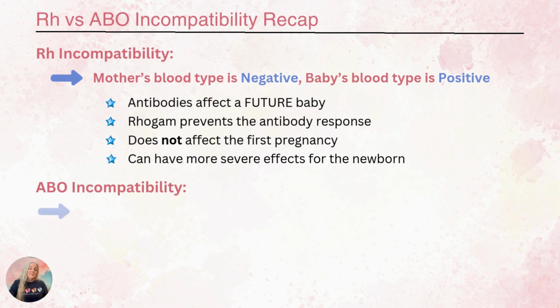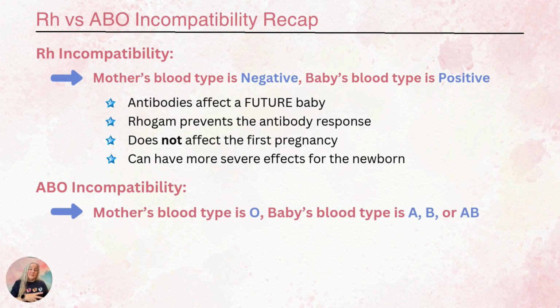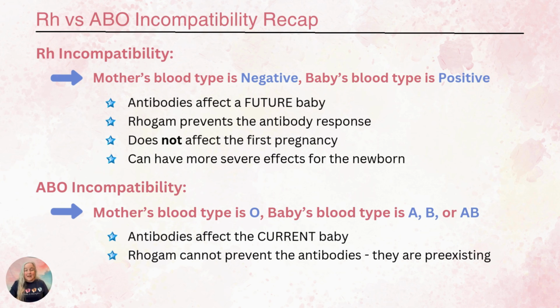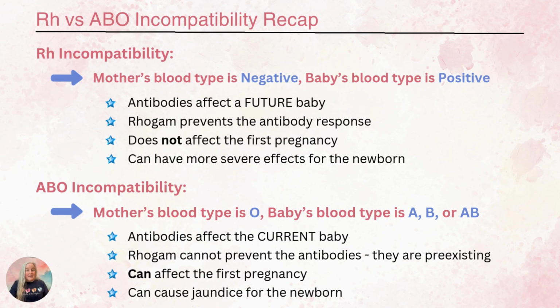With ABO incompatibility, the mother's blood type is O, and the baby's blood type is A, B, or AB. Antibodies affect the current baby. RhoGAM cannot prevent the antibodies because they're already there. This can affect the first pregnancy and any pregnancy, and it can cause jaundice for the newborn.